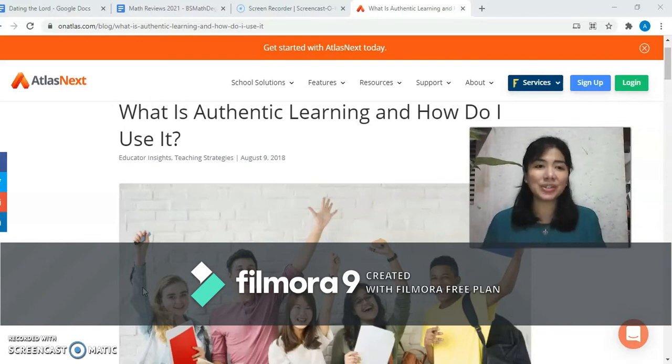So let me feature this article, what is authentic learning and how do I use it. This is very useful because we all know that there are a lot of online resources. You can learn a lot of things online. So we have to be focused and well planned. Okay, we need to know ourselves so that our authentic learning will always be engaging and creative as you move along. All right, so what are the guide questions?